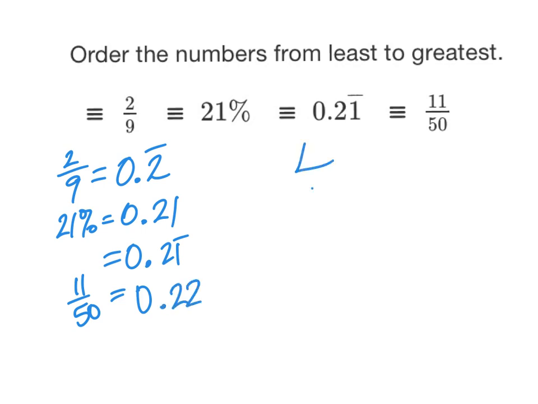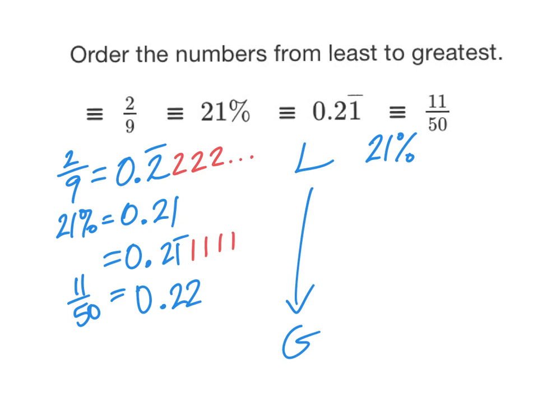All right, when I now order from least to greatest, my least is going to be that 21%. Okay? Because if you imagine these other ones with the repeating, this would have 2, 2, 2, and it would keep going. With the repeating, it would have 1, 1, 1, and keep going, where that one just stops at 21. All right, the next one would be our 0 and 21 hundredths with that repeating. Then we would have 11/50ths, our 22 hundredths. And then finally, the largest one is 2/9.